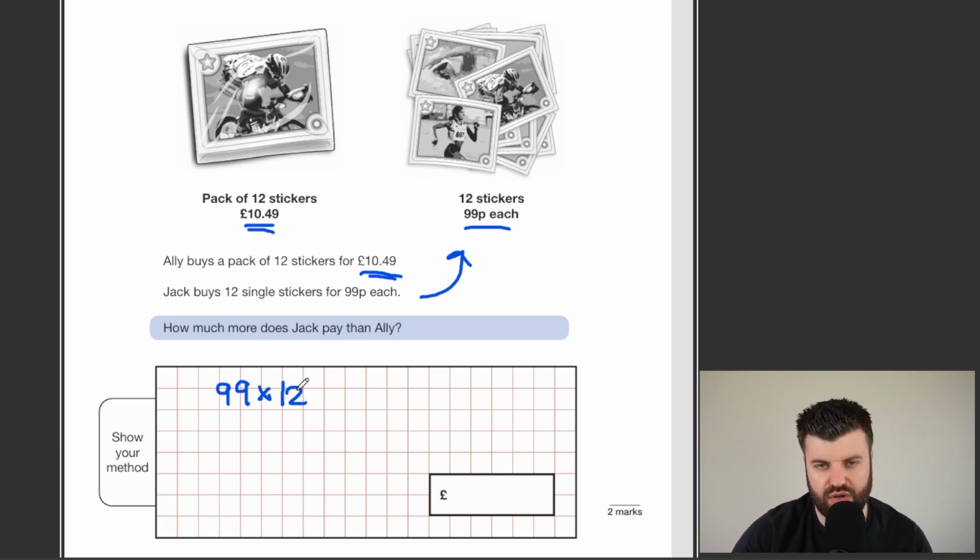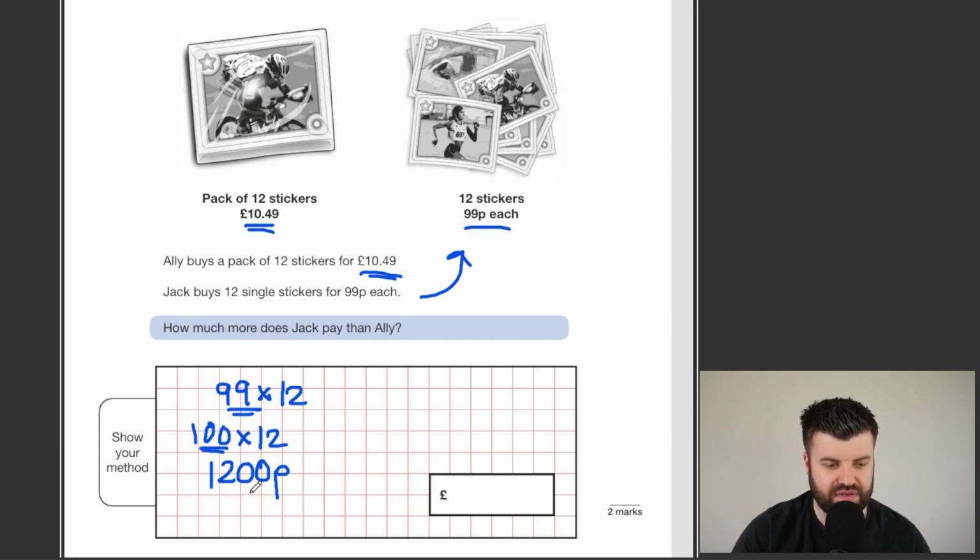Now, you could do any kind of long multiplication here or use your times table knowledge. I'm going to show you a shortcut. I'm going to do 100 times 12 because that's so easy. So let's say it's 1,200 pence that he spent. But I added on an extra 12. I only want 99 12s.